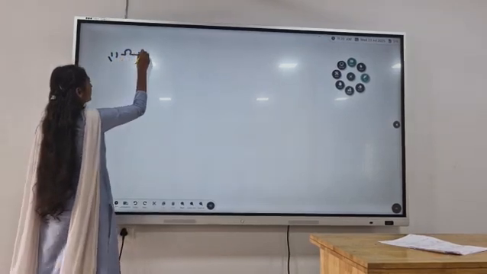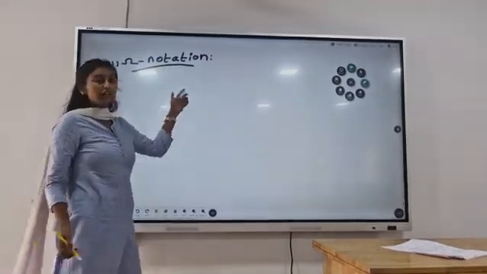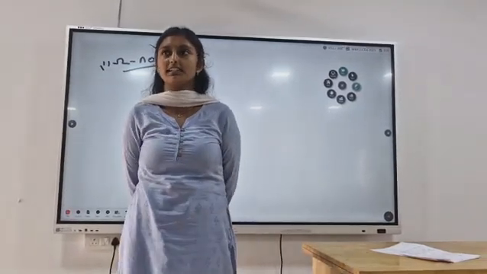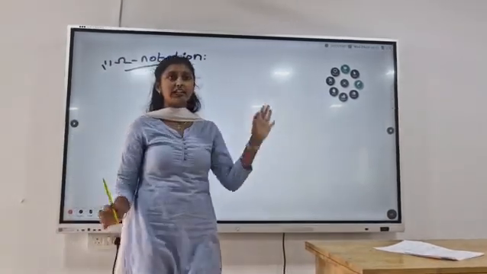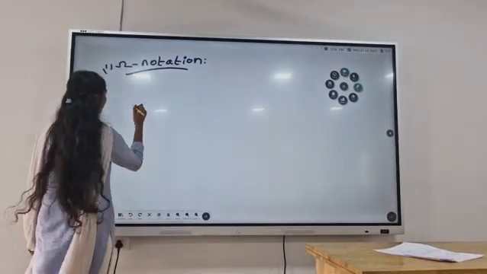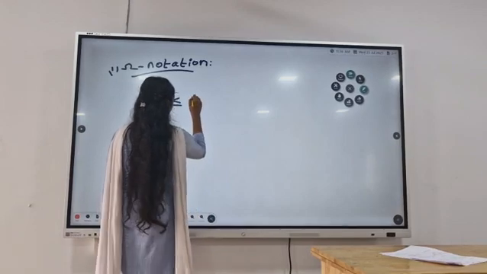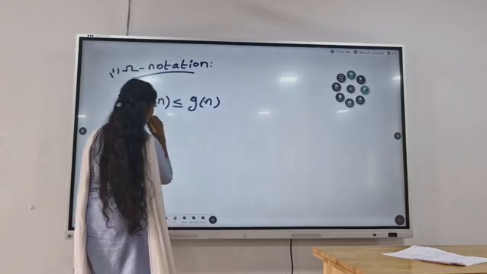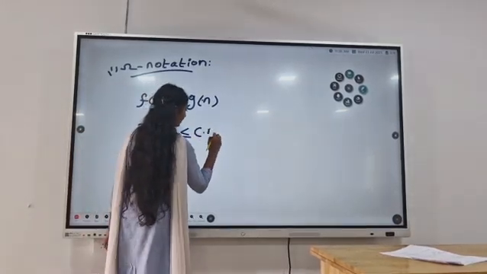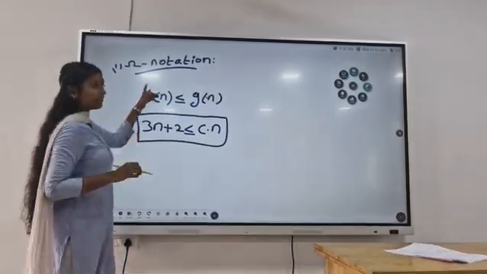First one is omega notation. In omega notation, there is a bound defining the time in time complexity. We use these notations only for time complexity. For the notation we have a formula: f of n equals c into g of n. We can write this as 3n plus 2, c into n. This is the formula for omega notation.